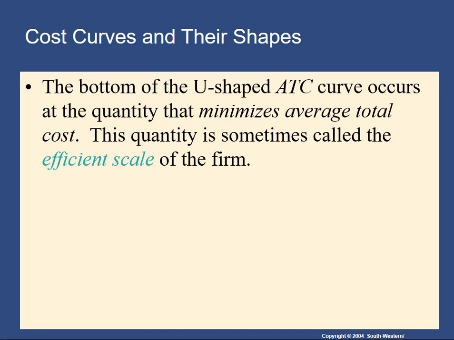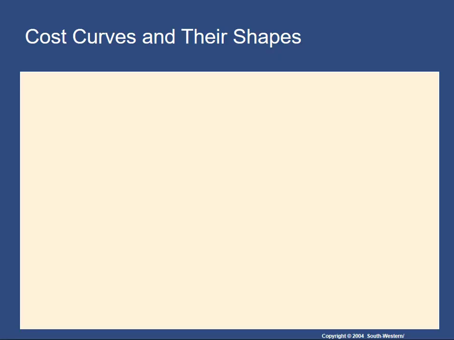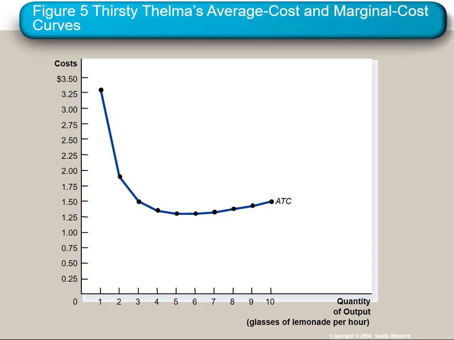It's very important that the average total cost curve is intersected by the marginal cost curve at the efficient scale. So in this diagram, we have the average total cost curve by itself, and we can see that its minimum is at about 5 units. That's going to be the efficient scale.